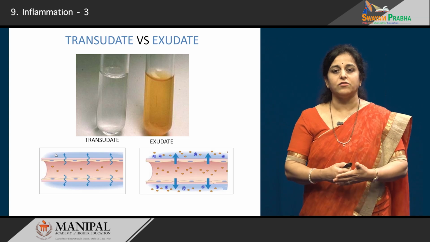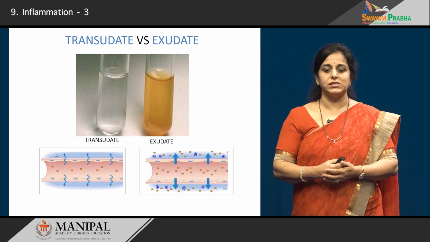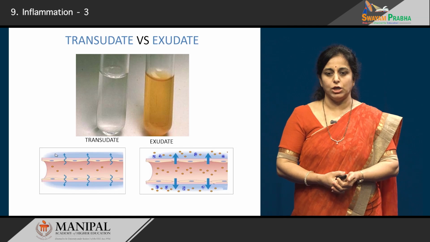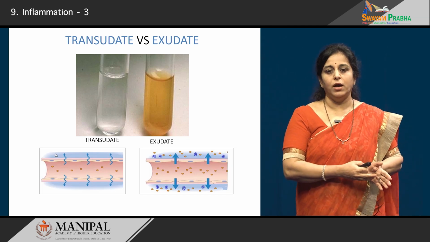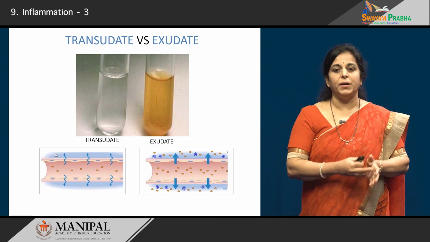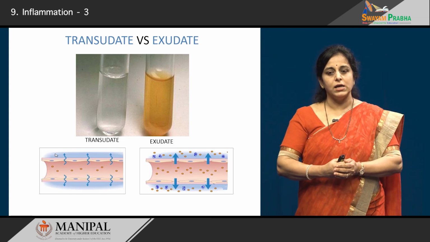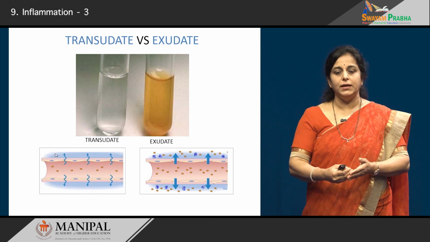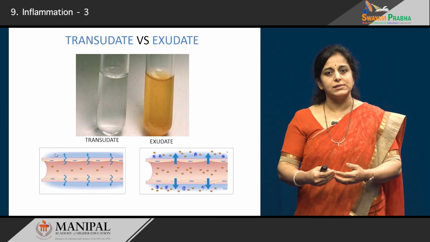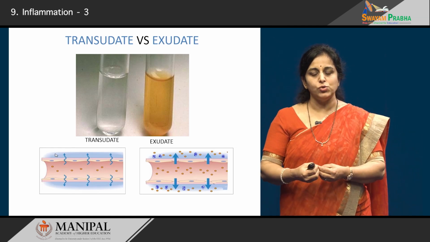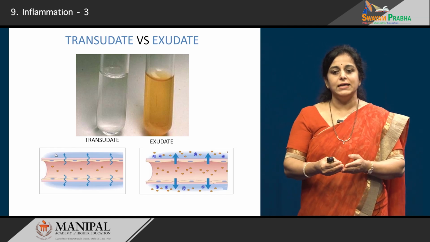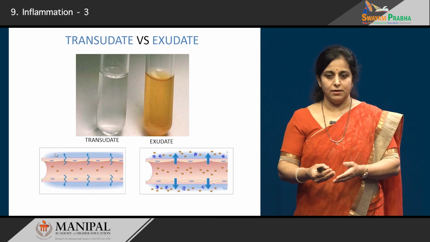It basically occurs because of hemodynamic changes, like increased pressure within the circulation, which occurs early on in inflammation, as we saw now, because of vasodilatation. But as the inflammation progresses, there is increased vascular permeability and there is movement of cells and proteins out of circulation. This results in formation of exudate, which you can see here is cloudy and highly colored.